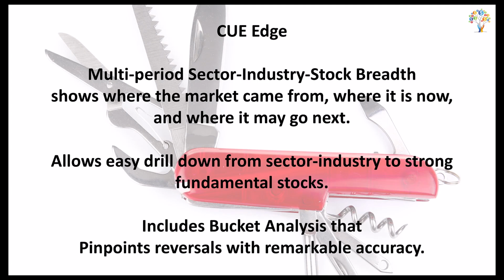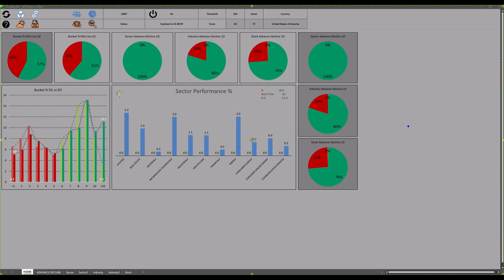Our fourth dimension analysis is about sector industry stock breadth using Q-Edge. It shows the sector industry scorecard in real time and allows easy drill down to strong fundamental stocks. It also has bucket analysis, which pinpoints reversals with remarkable accuracy. Bucket analysis: 61% of S&P 1500 stocks are above the mid-Bollinger Band. That is bullish. It is not overbought, and of course, it cannot be oversold because it is bullish.